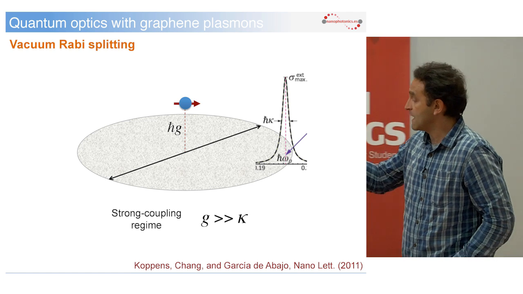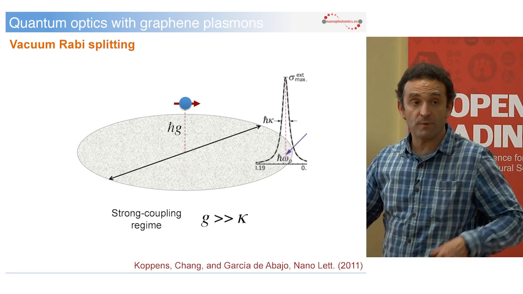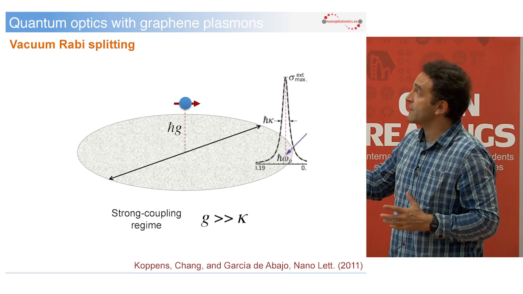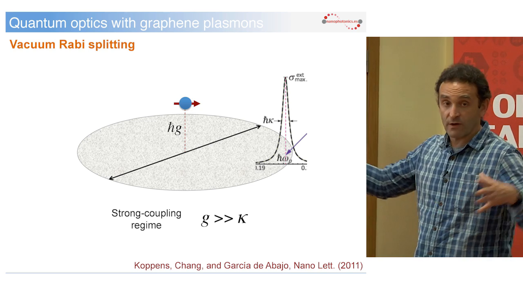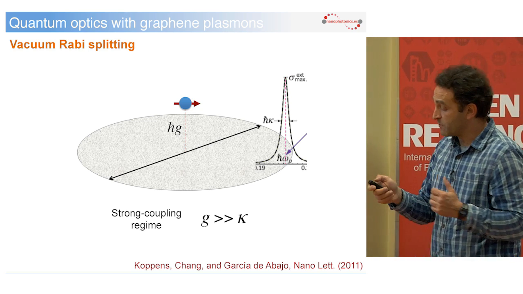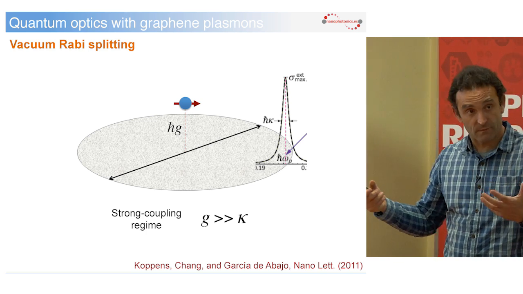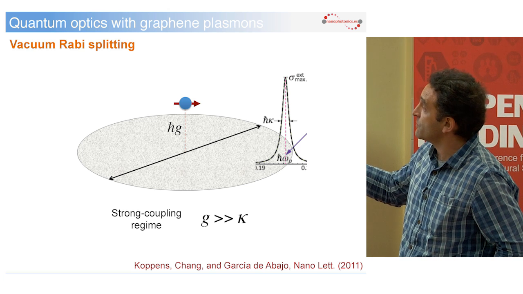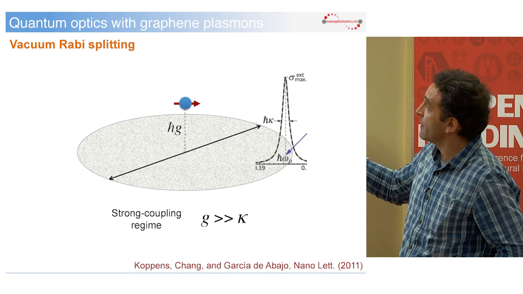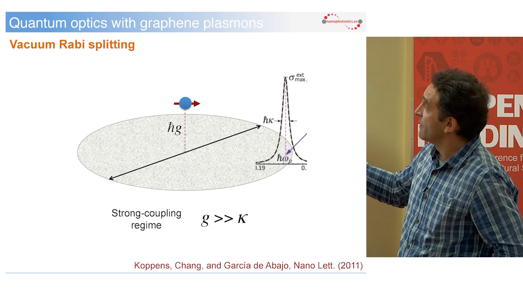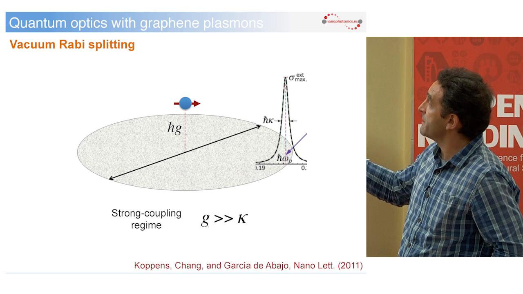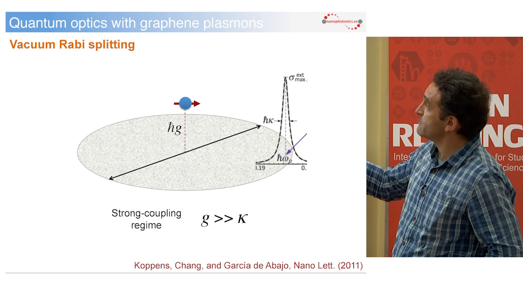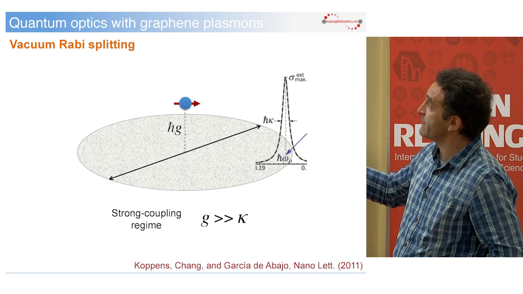So you can consider a quantum optical emitter, for example, a two-level system, placed in the vicinity of a plasmonic structure. With graphene, because of the confinement of the plasmons, and also because of their lifetime, which is much longer than in other plasmonic structures, you can have a situation where the coupling rate of the quantum emitter to the plasmon, back and forth, is higher than the decay rate of the plasmon. So during the lifetime of the plasmon, the excitation can go back and forth several times. Okay?